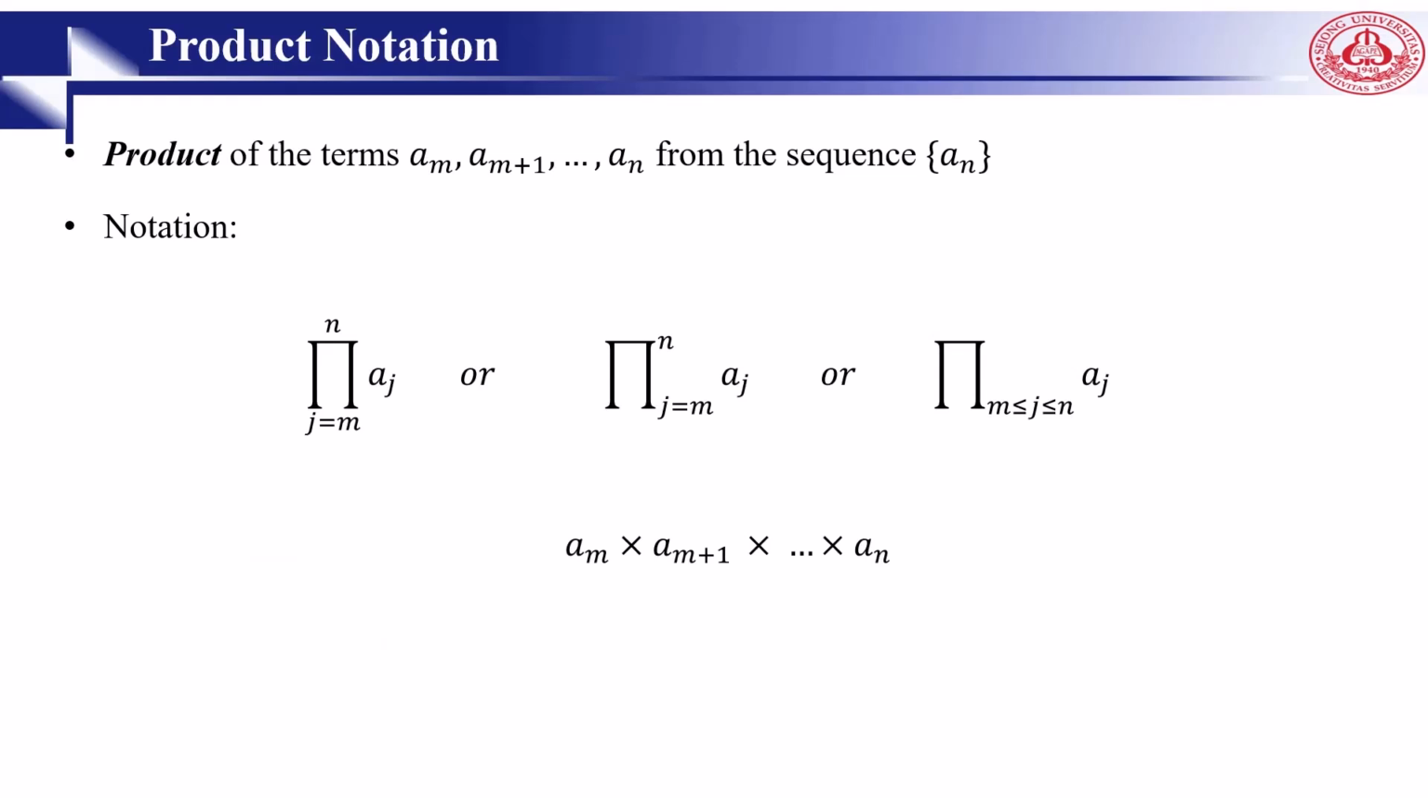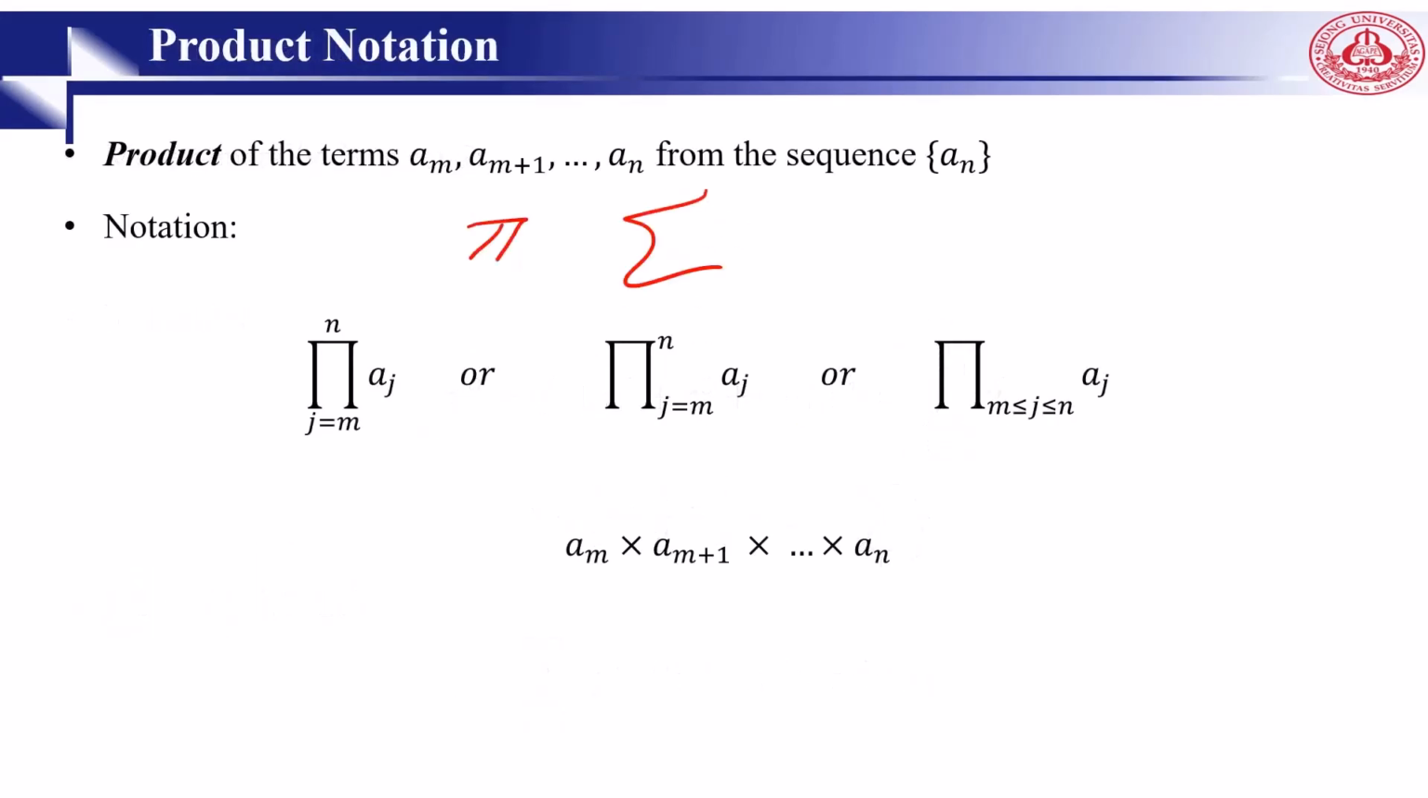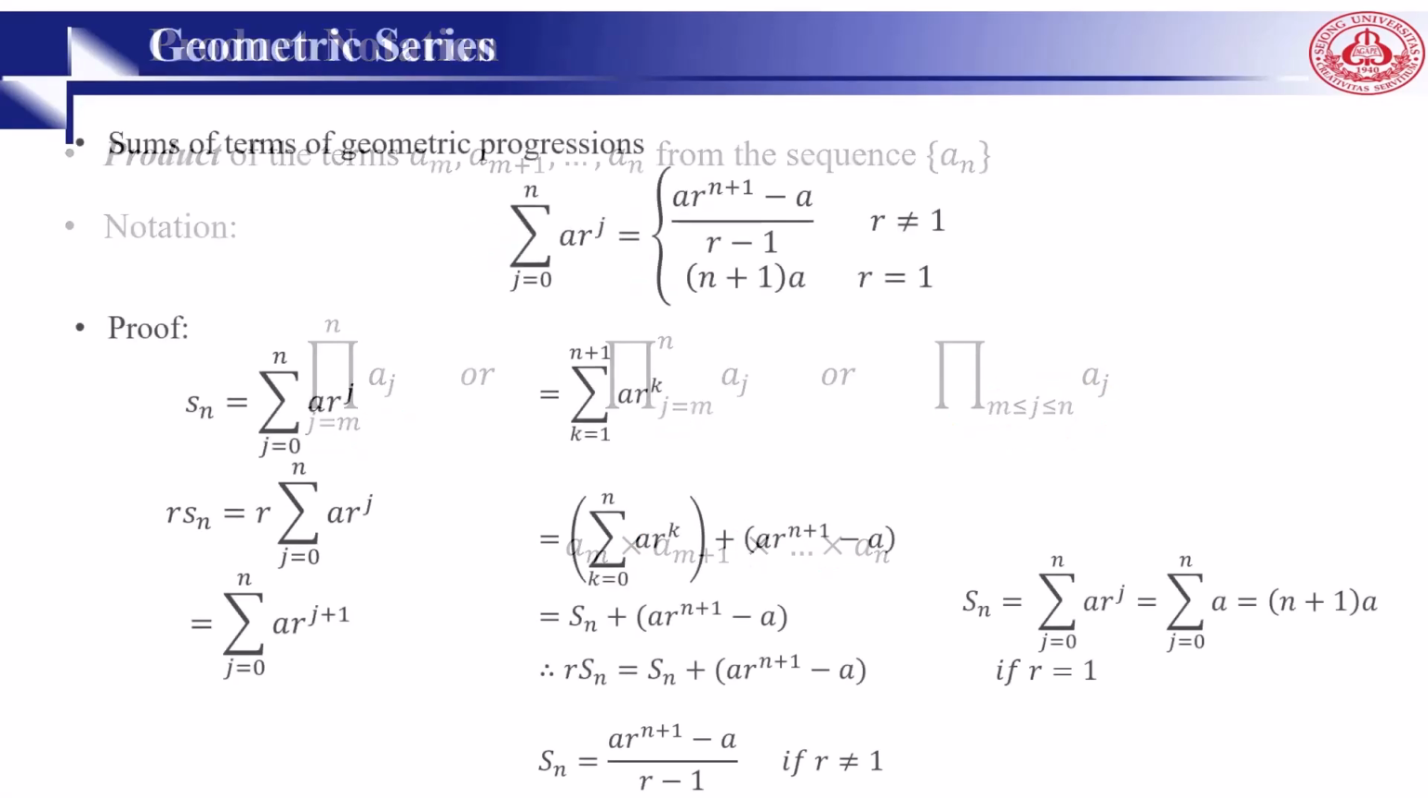The same thing we can do for product notation. In product notation, instead of summation, we go for production. Very simple. Pi is used for product instead of sigma that we use for summation. So for summation, we use sigma, and for here, we use pi. So j equals m to n, the same, or here, or in between. And instead of summation, we have multiplication.